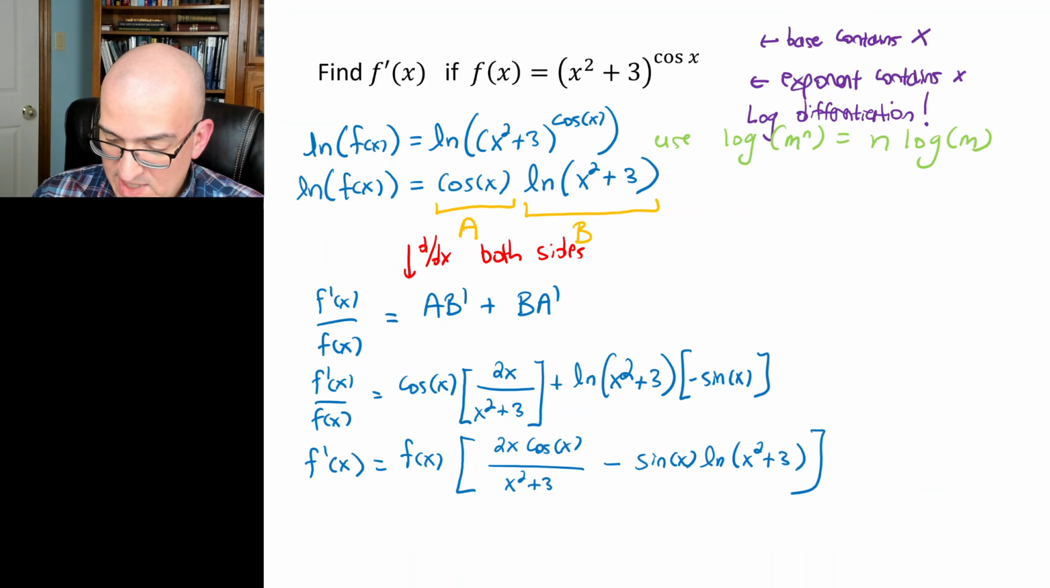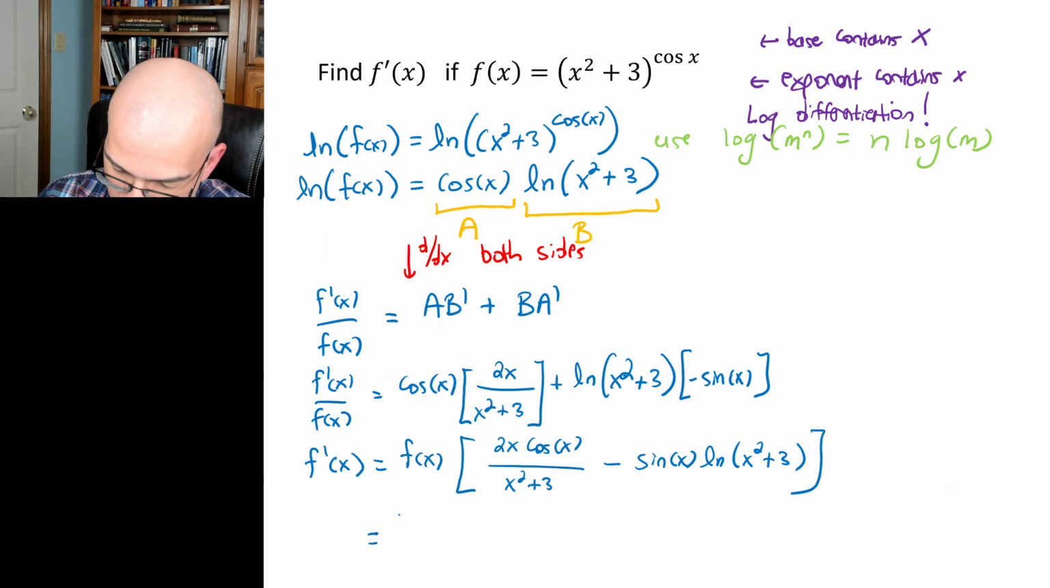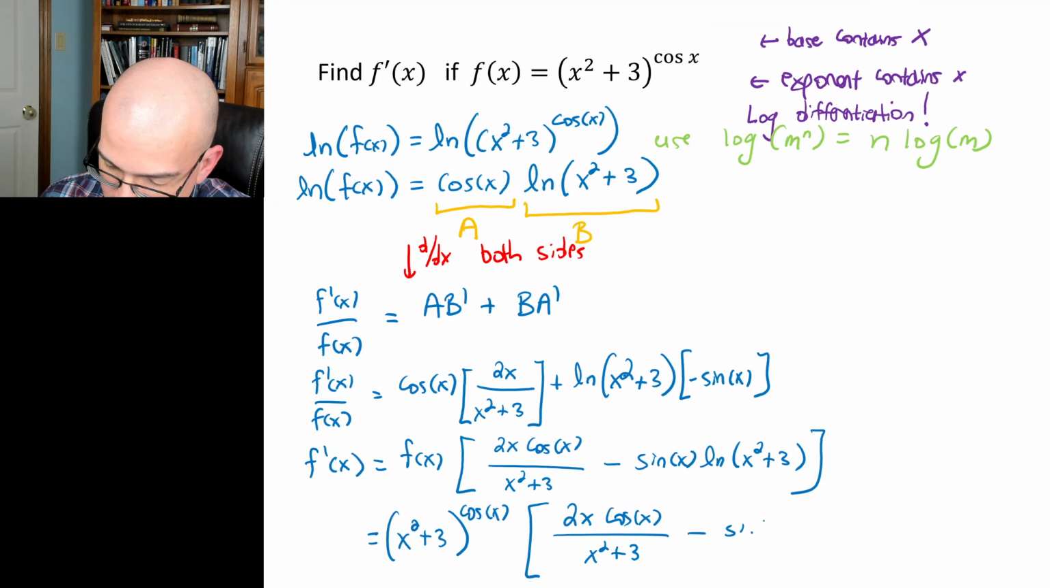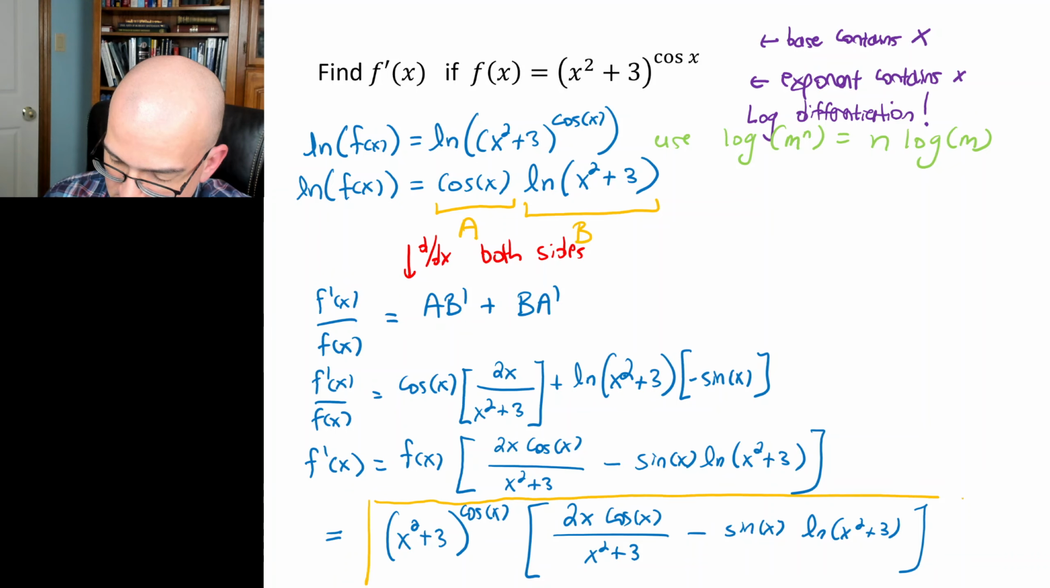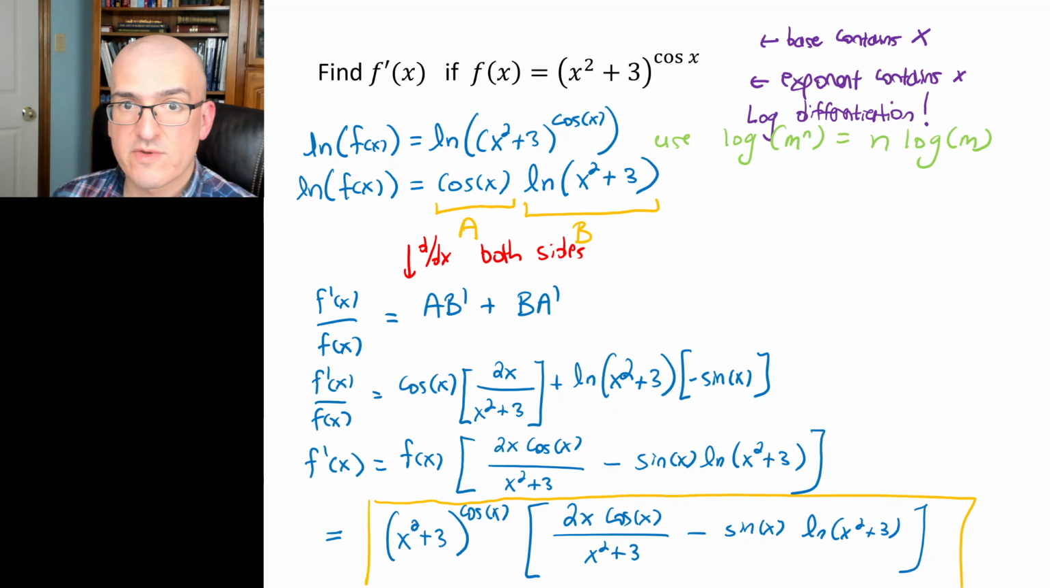And then we really only have one step left. That's to replace f of x by the function. So x squared plus 3 to the power of cosine of x multiplied by everything that's there. 2x cos of x over x squared plus 3 minus sine of x times the ln of x squared plus 3. These are never very friendly. Every time you see a setup for log differentiation, it's always ugly. It's always the original function multiplied by two pieces that are added together or subtracted from each other, depending on whether a negative sign comes out or not.